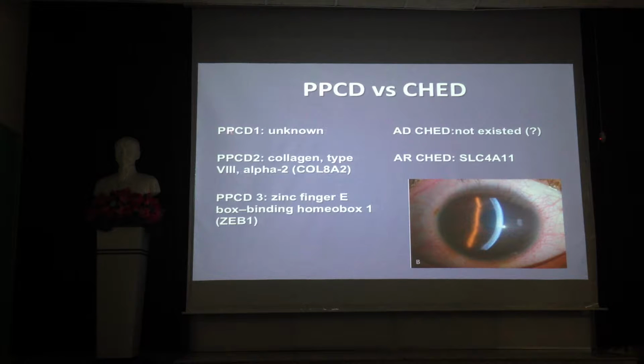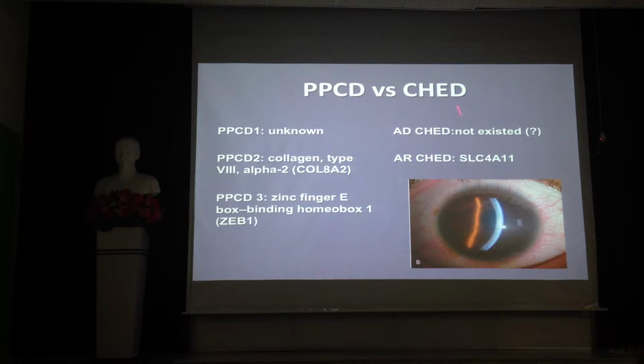So PPCD is divided into 3 subgroups. PPCD1, although there have been some reports, we are not so sure about the presence of PPCD1. PPCD2 is linked with collagen 8A2, which you heard already. And PPCD3 is linked with ZEB1.